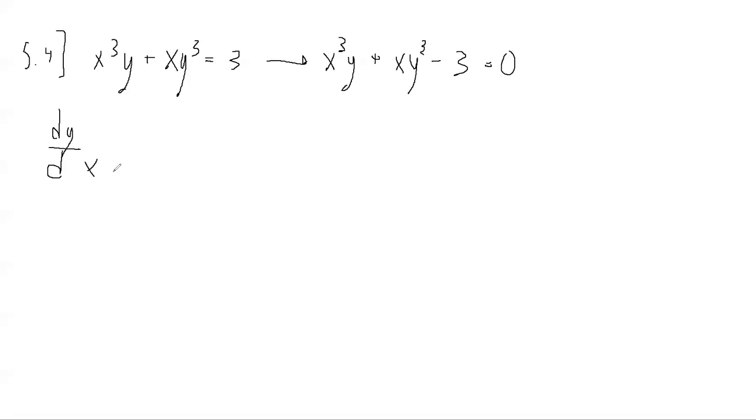When you're finding implicit differentiation, the equation for dy/dx, okay, is negative f of x over f of y. This is an equation in the book.